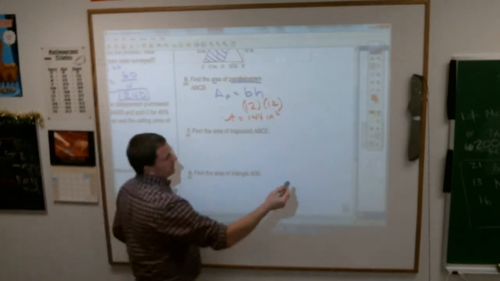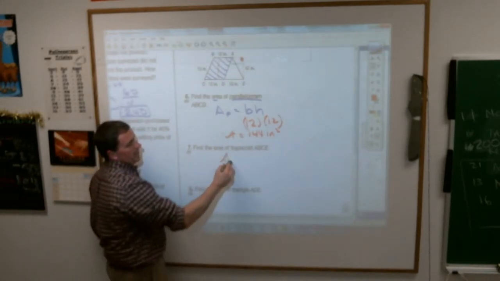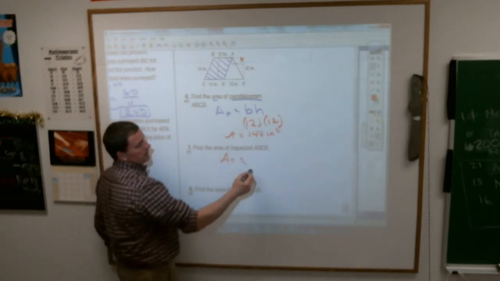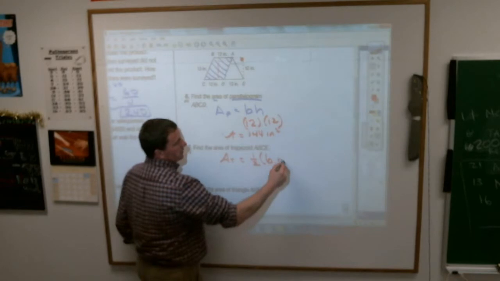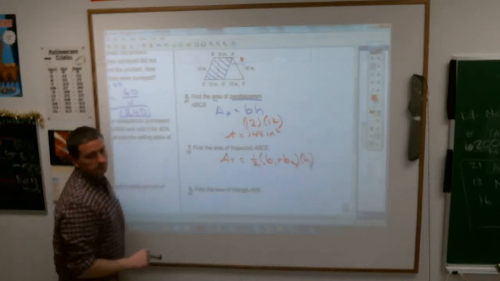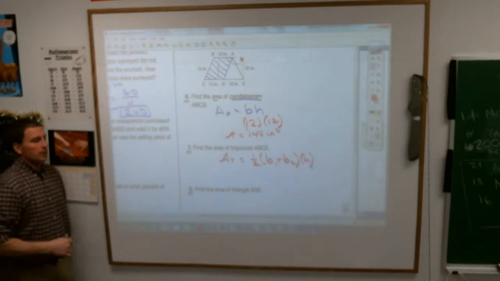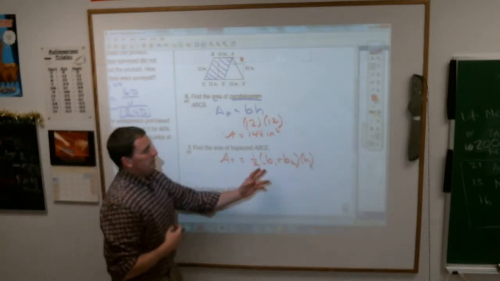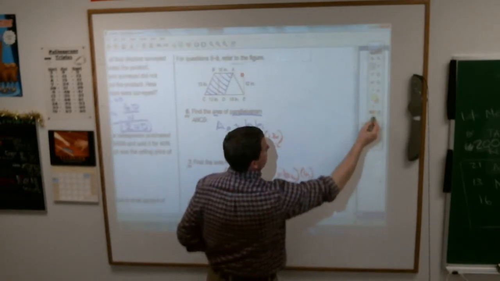Now, the next one, Grace, said 7 too. Area of a trapezoid is what? 1/2 of base 1 plus base 2 times height. And when it comes to trapezoids, Emily, how do I know what my base 1 and base 2 are? It's the ones that are parallel.